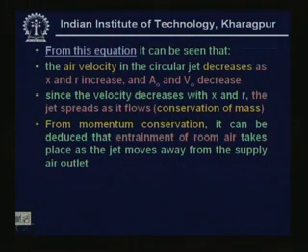Again, from momentum conservation, it can be deduced that entrainment of room air takes place as the jet moves away from the supply air outlet. So, momentum has got to be conserved. So, if the velocity of the primary jet is reducing, obviously it has to entrain the secondary air, so that the total momentum remains constant.